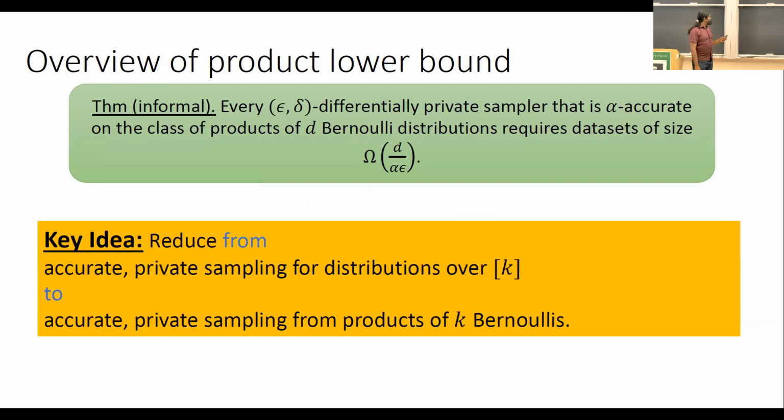One of the reasons I like this lower bound is that it's very different from the way you prove lower bounds for private learning. The lower bounds for private learning for this task use connections to fingerprinting codes, for those of you who know what that is. But in this talk we take a reductive approach. We reduce from accurate private sampling for discrete distributions with support size k, and we reduce that to accurate private sampling from products of k Bernoulli distributions. Because I don't want to say distributions with support size k over and over again, I'm going to call it C sub k, and I hope you'll forgive me.